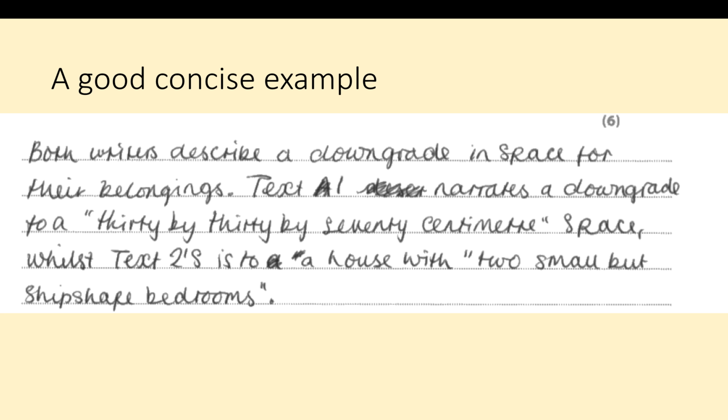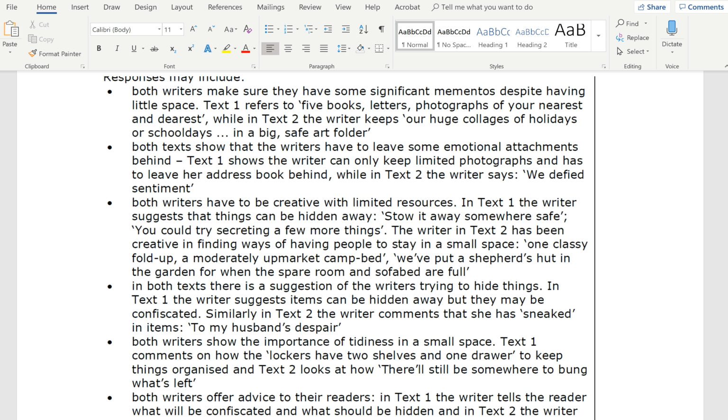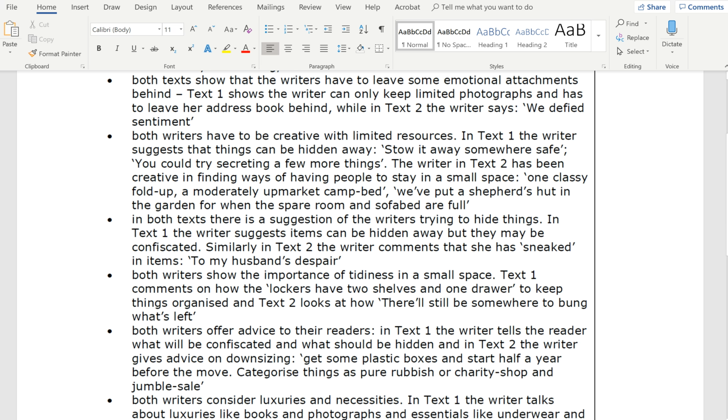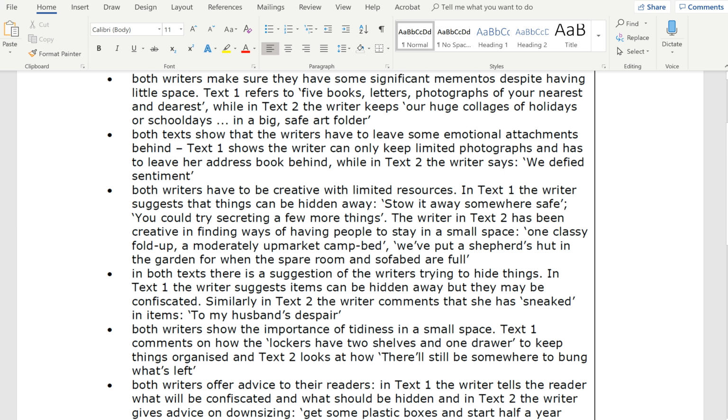What I'll do is show you some of the other examples which are on the mark scheme. Okay, so here are some of the answers on the mark scheme. Can you see they've started off, both writers make sure they have some significant mementos, and then a couple of examples, or both texts show the writers have to leave some emotional attachments, with 2 examples. So you see there are loads of examples here, so there should be plenty of things that you can compare.